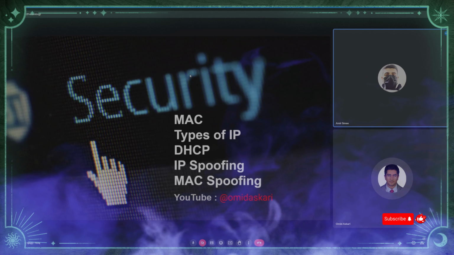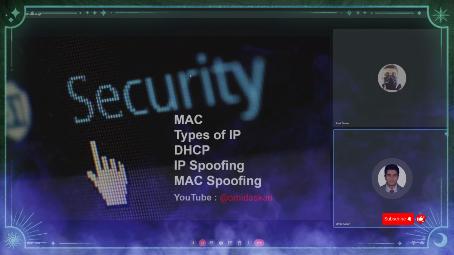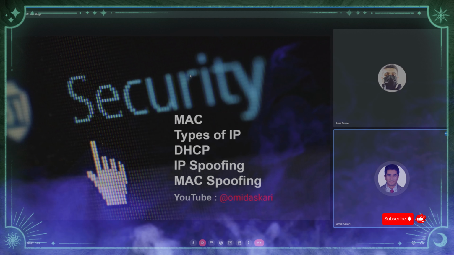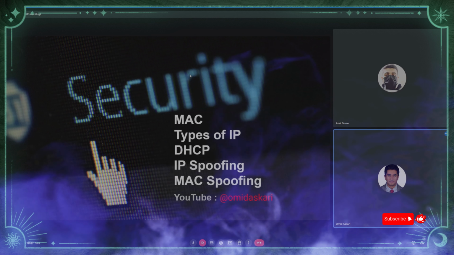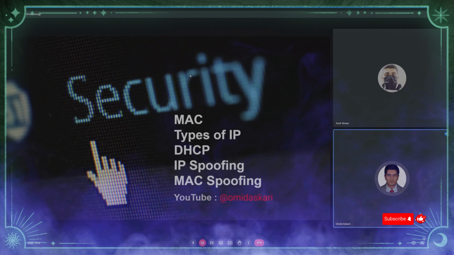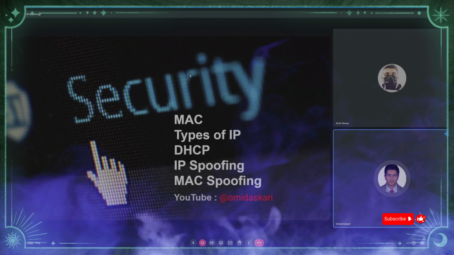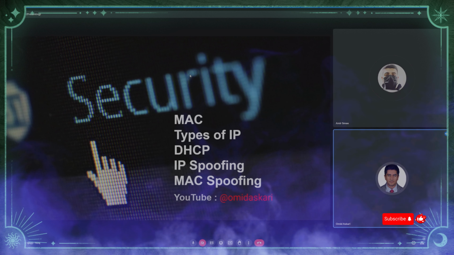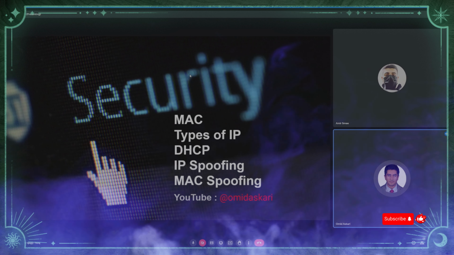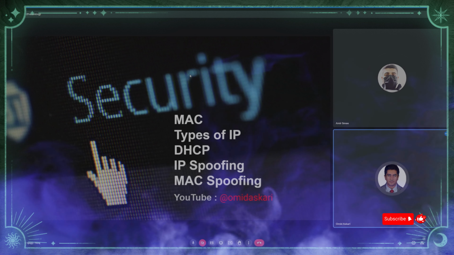In the future, we're going deep into this field, because it's totally different when you want to implement it for enhanced security and protect your network against IP and MAC spoofing.